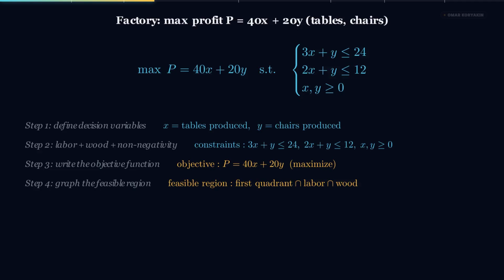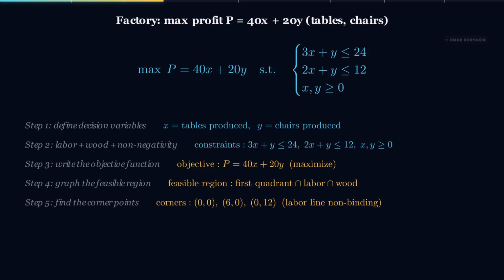Step 4. Graph the feasible region. The non-negativity constraints restrict us to the first quadrant. The labor constraint draws a boundary line through (8, 0) and (0, 24). The wood constraint draws a boundary line through (6, 0) and (0, 12). The feasible region is bounded by these 4 lines.